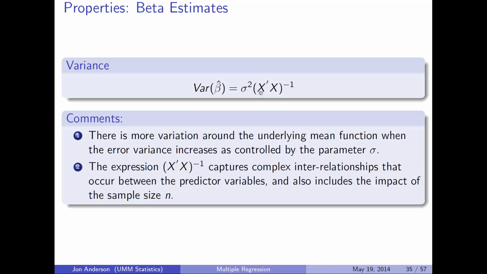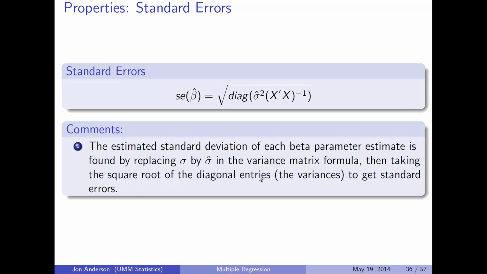Because those things involve X transpose X inverse, it's only a function of the predictor variables and how many there are. So it's a very complicated expression, and there's a lot here that is hard to understand. It involves the interrelationships between the predictors and each other, and it also involves the sample size. Standard errors are just found by going down the diagonal of that matrix and taking the square roots of those diagonal elements using sigma hat squared.